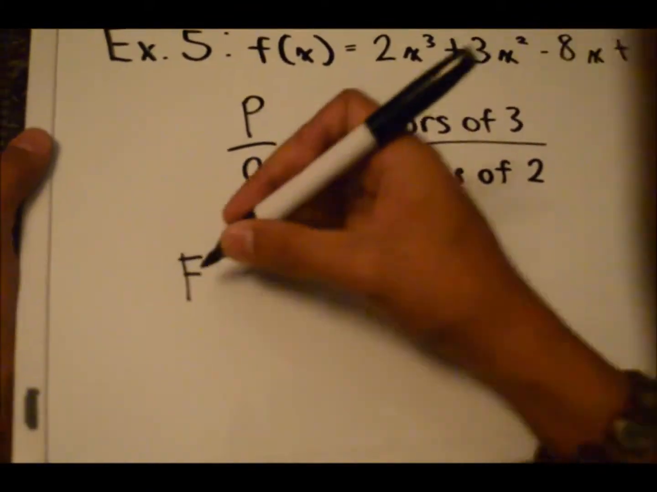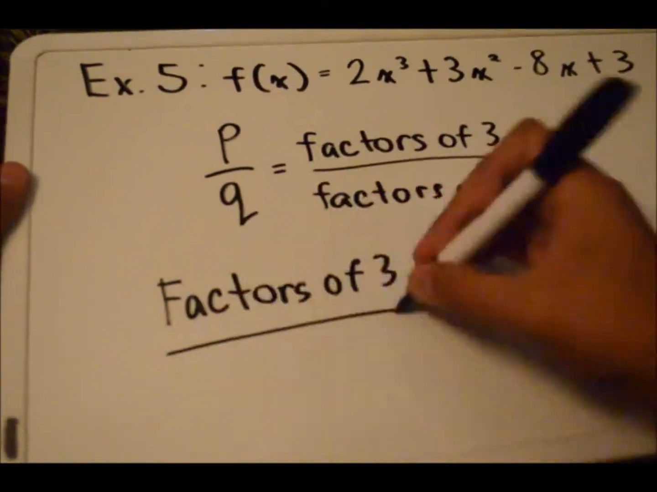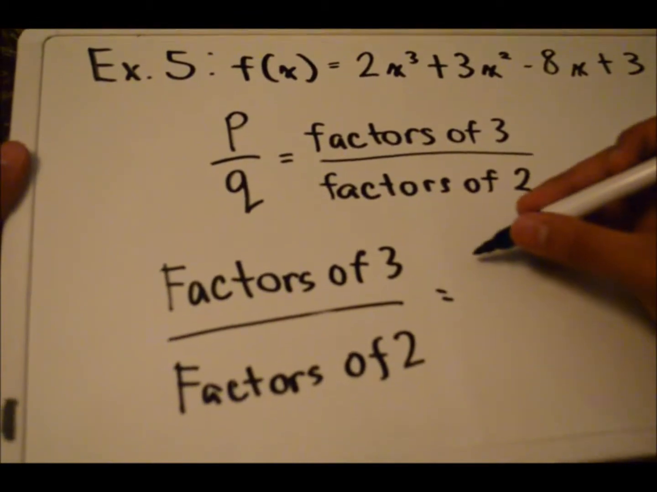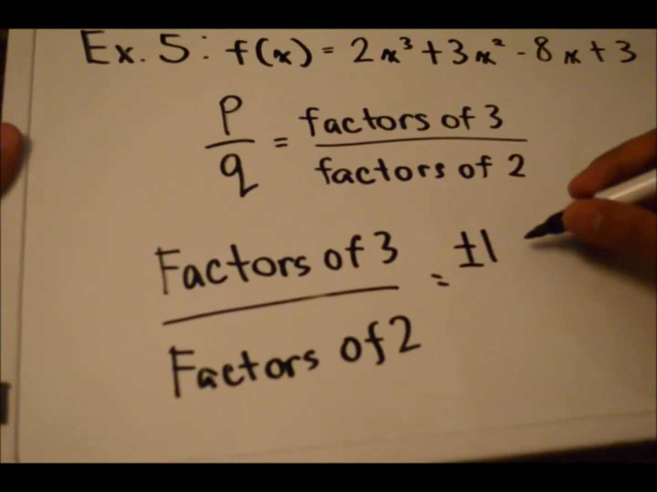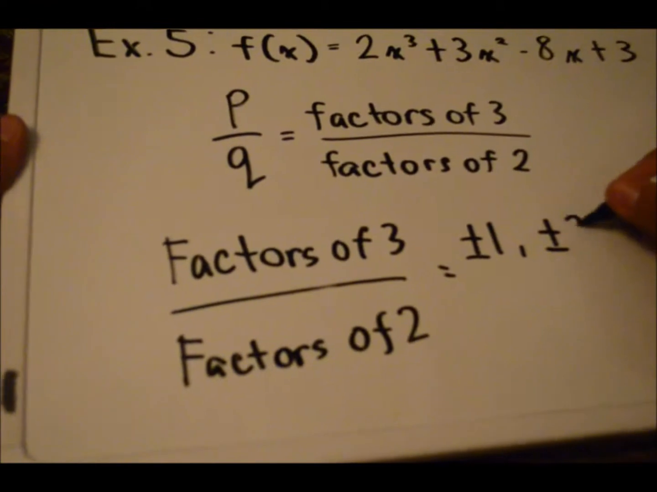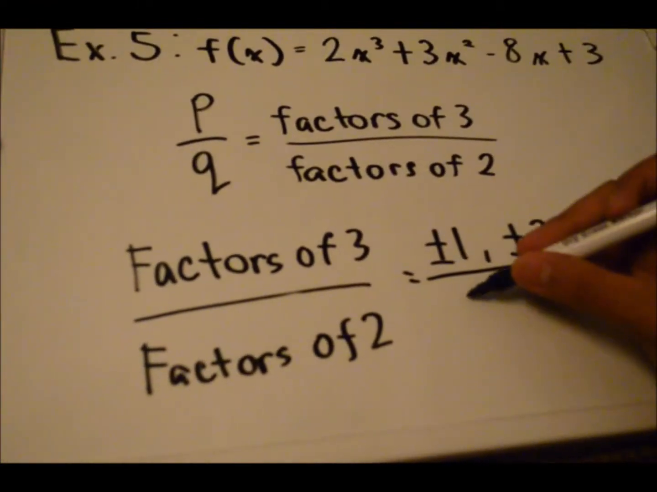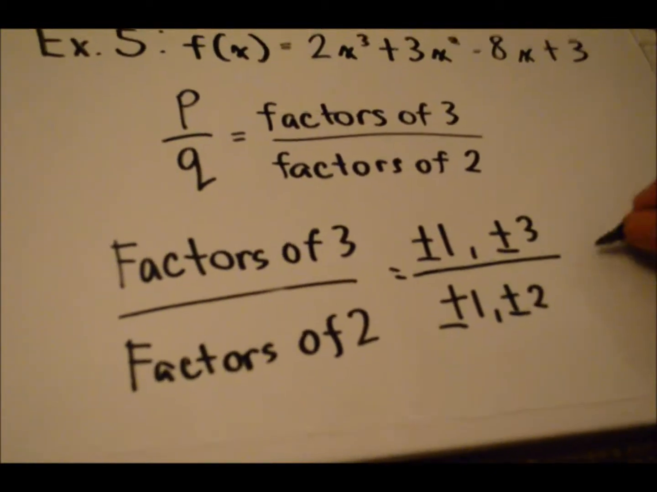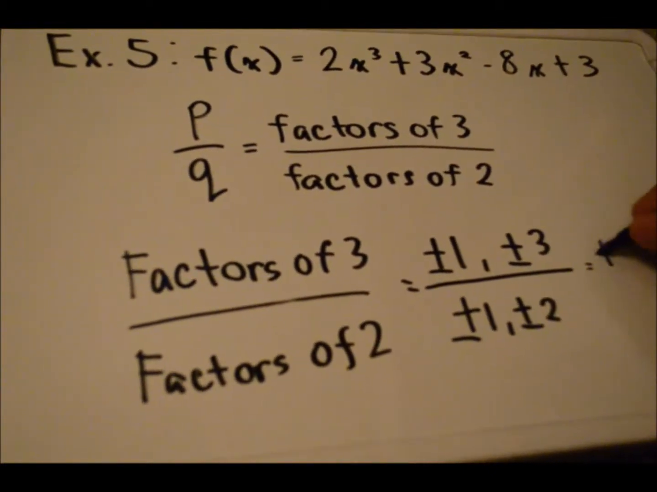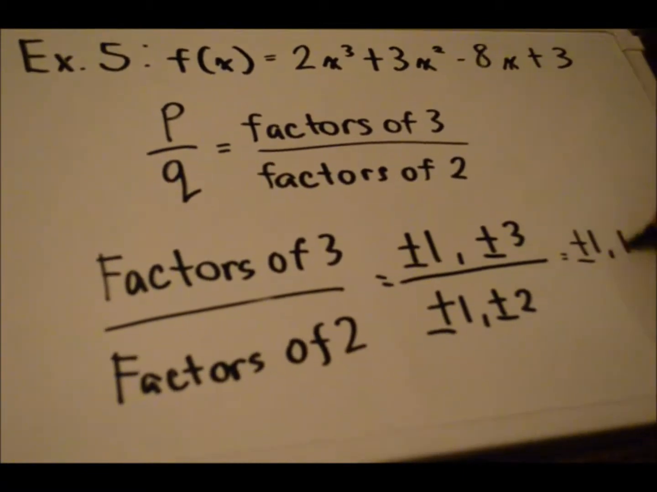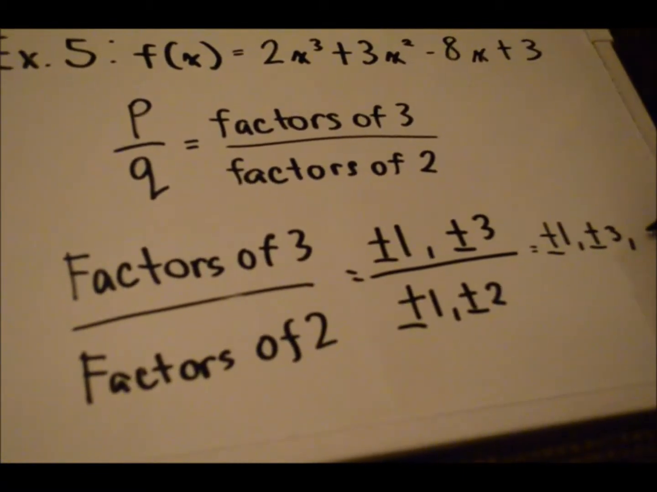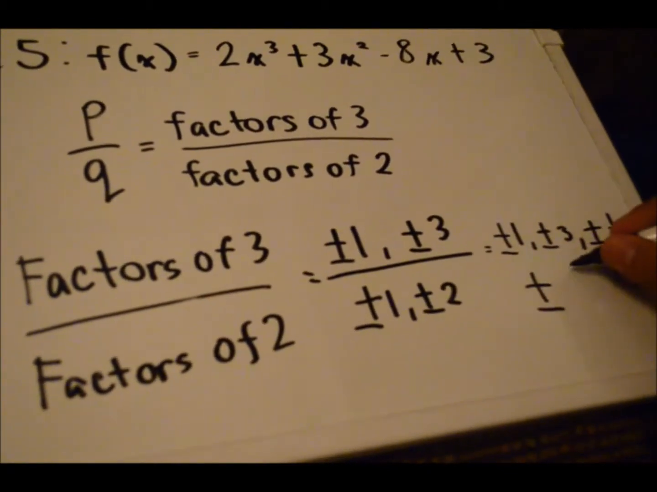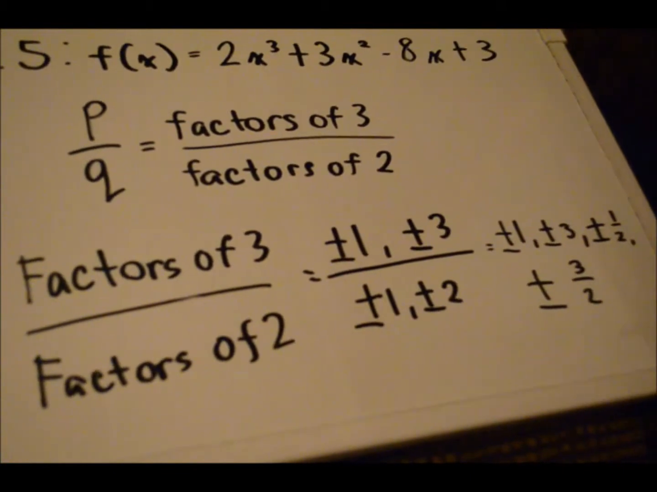We then set the factors of 3 over the factors of 2, in which we get plus or minus 1, comma plus or minus 3 over plus or minus 1, comma plus or minus 2, in which the possible roots for the factors of 3 over 2 are plus or minus 1, plus or minus 3, plus or minus 1/2, and plus or minus 3 over 2.